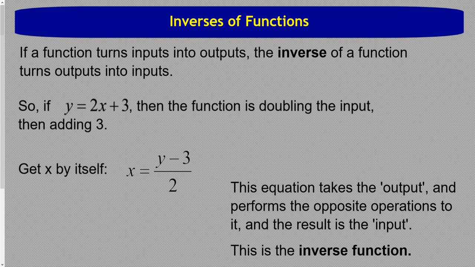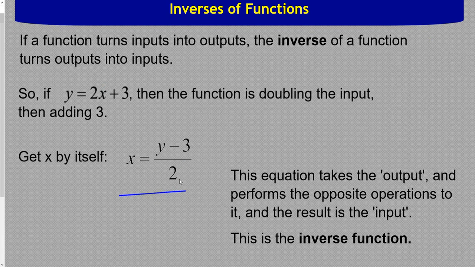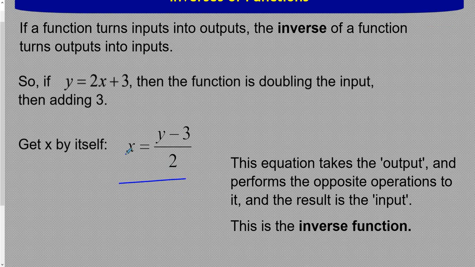So if y equals 2x plus 3 is our function, then this function doubles the input. That's what the 2x does, right? Takes the input, doubles it, and then adds 3. If I want to find the inverse of that, I need to get x by itself. So we're going to subtract 3 and divide by 2. So we end up with this expression: x equals (y minus 3) over 2. This equation takes our original output, subtracts 3, and divides by 2. And the result is our input, right?